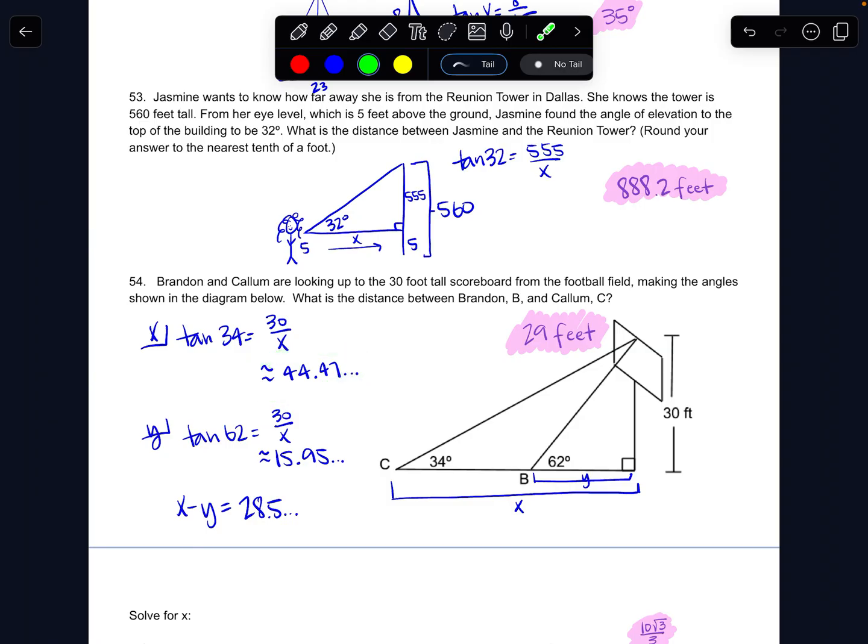And then we're going to find the length for Brandon. So for this y value here, we're going to essentially do the same problem, but with our 62 degree angle. So tangent 62 is equal to 30 over x. That gets us this 15 and some change, almost 16. Again, don't round these just yet. So go up in your calculator and grab each of those and subtract them, and then we can round it at the end. So whenever I do x minus y, we should end up with that 28.5, and then we can round it up to be 29.